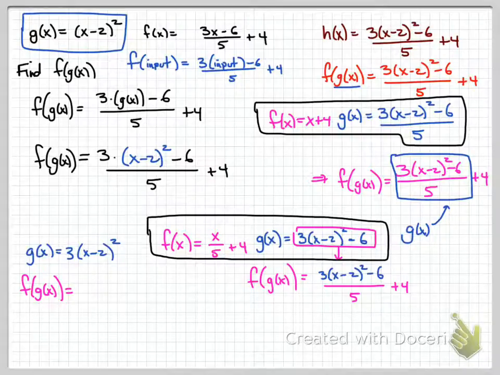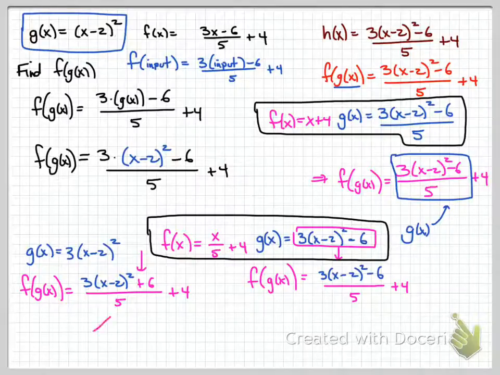Well, it's got to take g of x, and it has to add 6 to it. And then it needs to take that and divide it by 5. And then it needs to take that and add 4. And so we said, oh, well, what did f do to its input? All it did to its input was add 6, divide everything by 5, and then add 4.